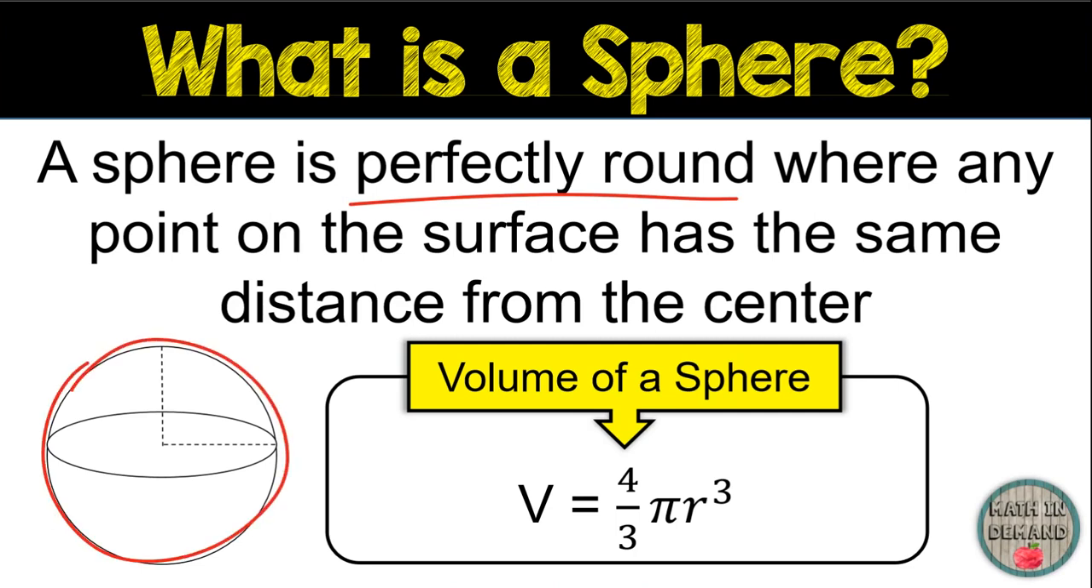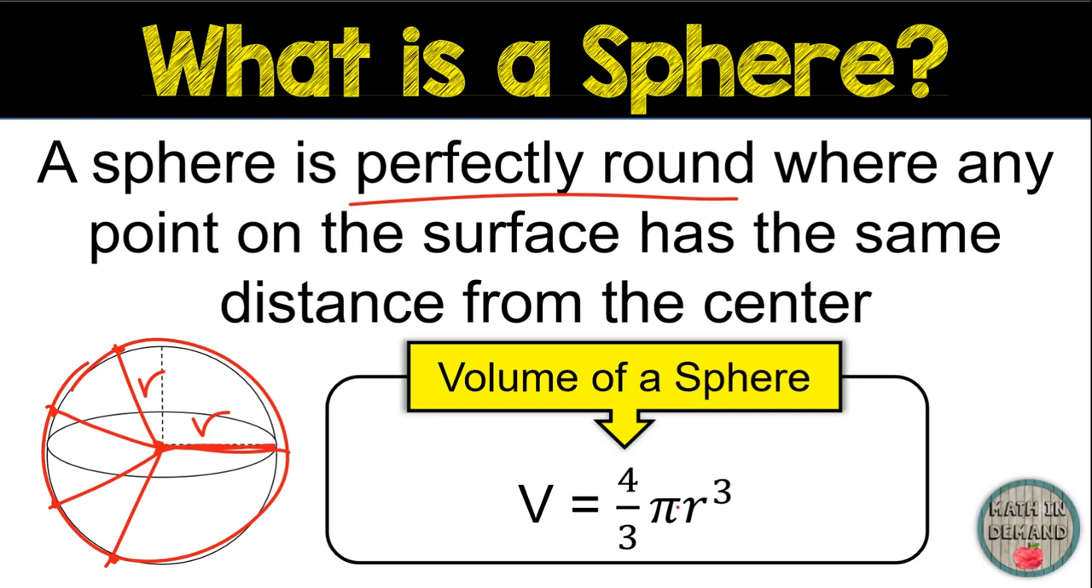Also, any point in the center has the same distance to any point on the surface. So I can draw all these points right here on the surface, and they all have the same distance to the center of the sphere. And that is called the radius. You can see right here, this dotted line is the radius. Any of those lines is the radius. So the volume of a sphere is 4/3 pi times the radius cubed.